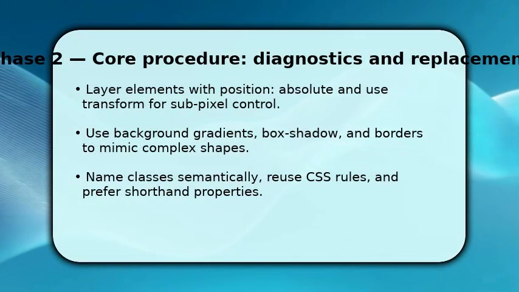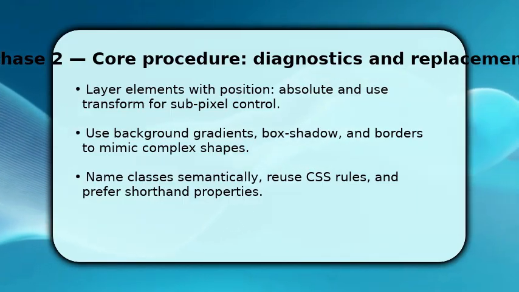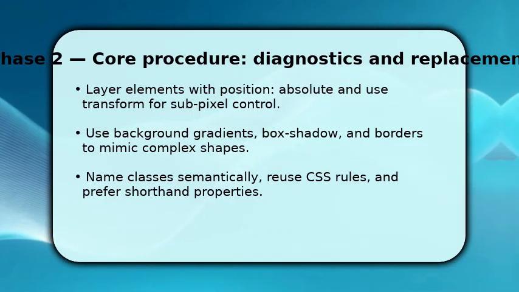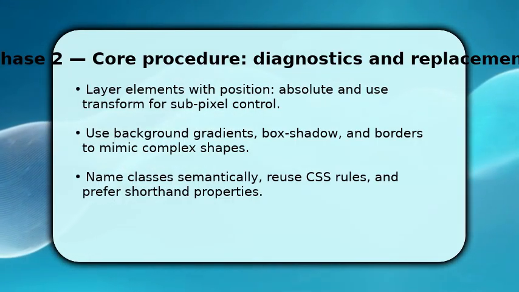You build the scene by placing a few divs and using position: absolute. This gives precise control over coordinates. Use background gradients and multiple box shadows to fake textures and complex shapes instead of extra elements. This reduces byte cost. Apply transforms for rotation and fine offsets.